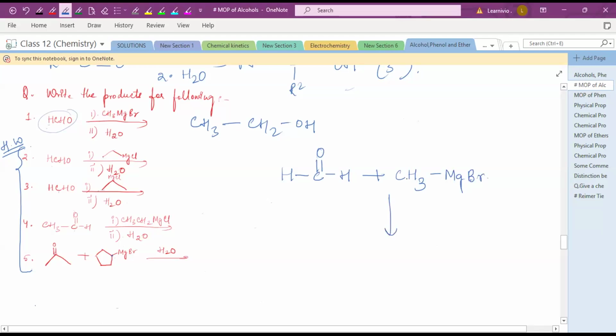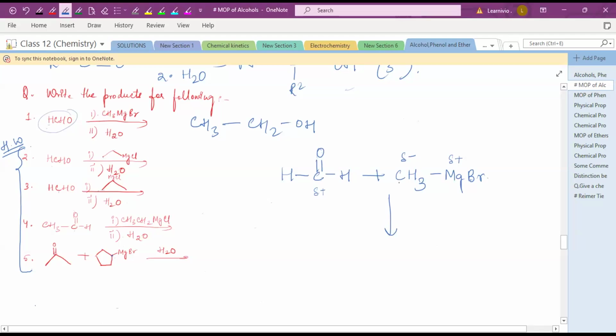This Mg is attached to this alkyl group, the methyl group over here. So it will acquire a partial positive charge because it is a metal, it is electropositive, and this methyl group will acquire a partial negative charge. Similarly, between this carbon and oxygen, oxygen is more electronegative, so this carbon will acquire a partial positive charge.